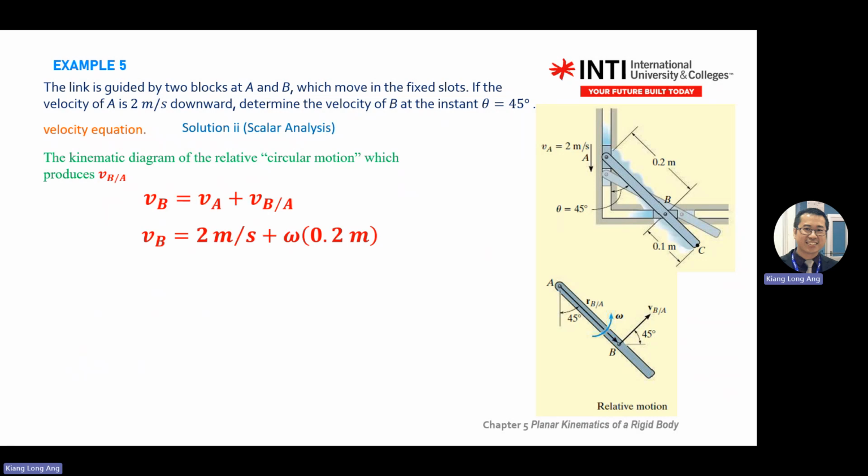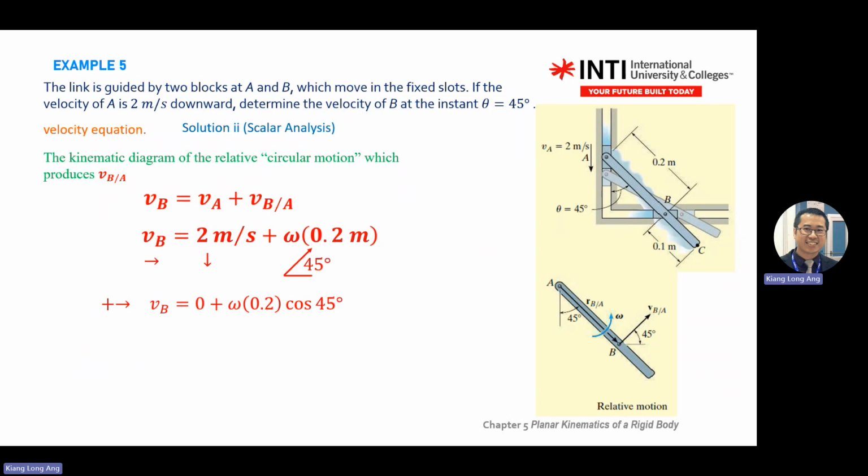So what you do, your VB equal to VA, VA is going down, plus omega 2, where 2 is here. Omega 2 is your VB stroke A. So this is the vector direction. Your VB moves to the left, VA moves down. VB stroke A is 45 degrees towards this direction.